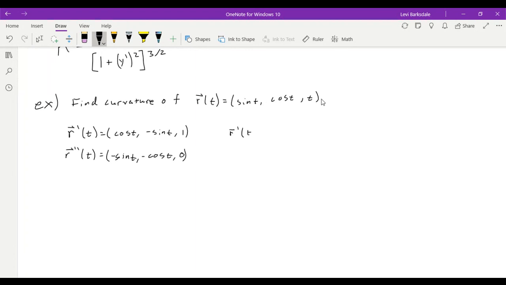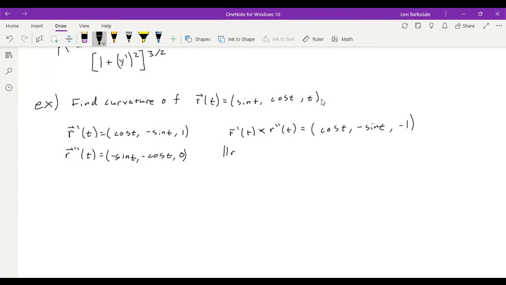So then r prime of t crossed with r double prime of t is going to be equal to cosine of t for the first component. Next, cosine of t times 0 minus 1 times negative sine of t gives us positive sine of t. Flip the signs for the second term, which gives us negative sine of t. For the third term, we have cosine times negative cosine, which gives us negative cosine squared, minus negative sine times negative sine. So we have negative cosine squared plus negative sine squared, which gives us negative 1 as our final component.